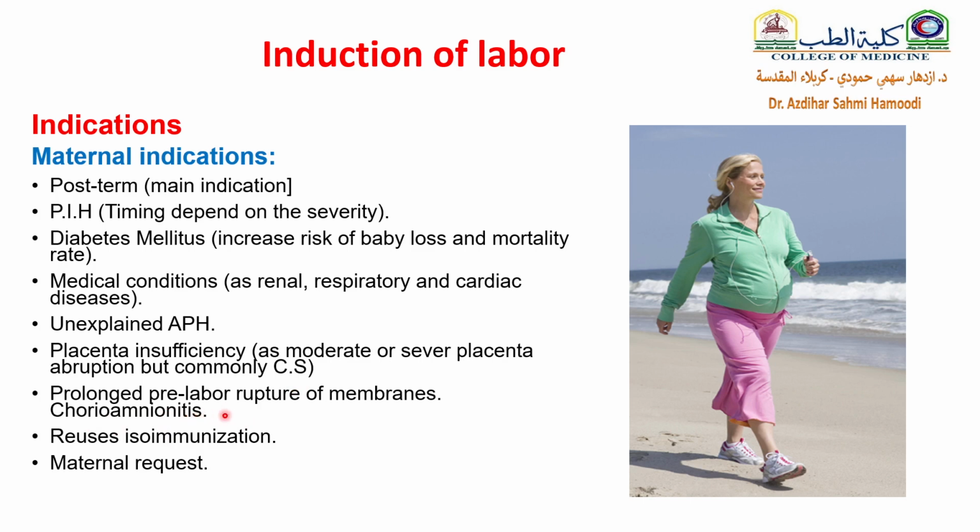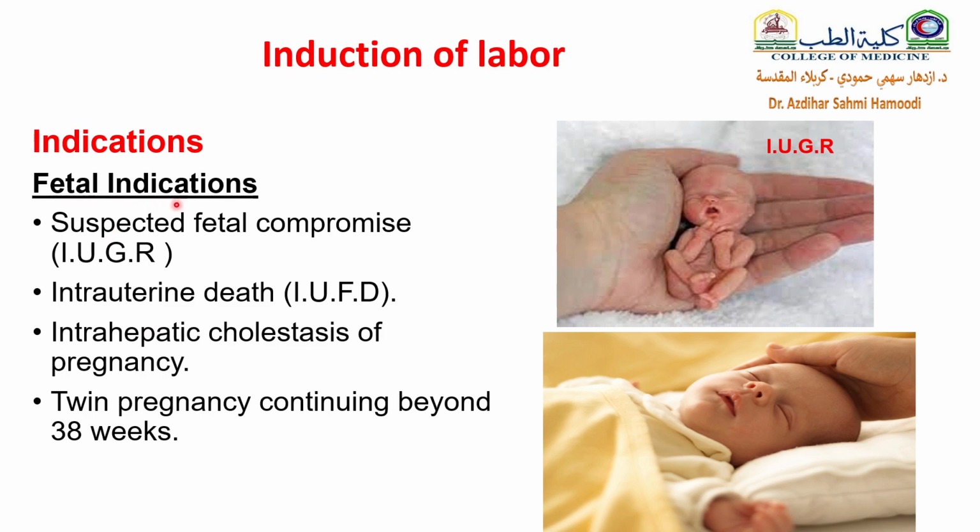Prolonged pre-labor rupture of membranes, that's to say PROM or PPROM, with risk of chorioamnionitis; Rh isoimmunization; and finally maternal request. What are the fetal indications? Suspected fetal compromise, that's to say intrauterine growth retardation, intrauterine death, intrahepatic cholestasis of pregnancy, and twin pregnancy continuing beyond 38 weeks.